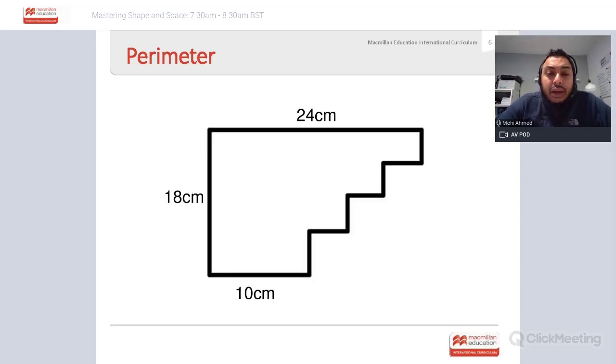So what about this kind of shape? Is it possible for us to work out the perimeter if we don't have all the lengths in a shape? Is that going to be possible? Or do we need to have every single length in the shape to work out the perimeter? So Foz is saying it's possible.